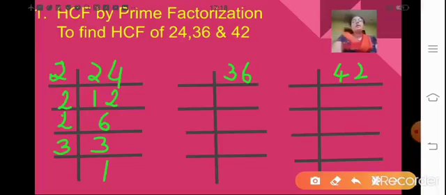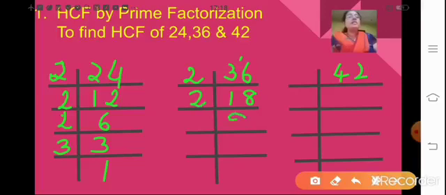Now coming to the number 36. Again 36 is divisible by 2. 6 is in the ones place. So 1 carry over. 2 eighteens are 36. Again 18 is divisible by 2, 2 nines are 18. 9 is divisible by the prime number 3. So 3 threes are 9 and 3 ones are 3. Okay, so you have to go on dividing till you get the number 1 at the end.